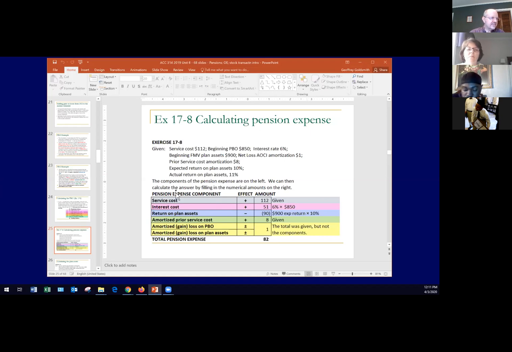So calculate the pension expense, service cost. The employees earned $112 million in pensions. That's discounted to the present value by the actuary. The interest cost is 6% interest rate times the beginning PBO, 850. 6% times 850 gives us 51 million.